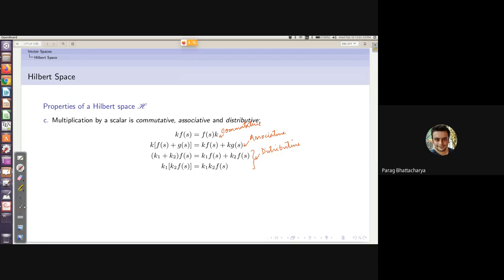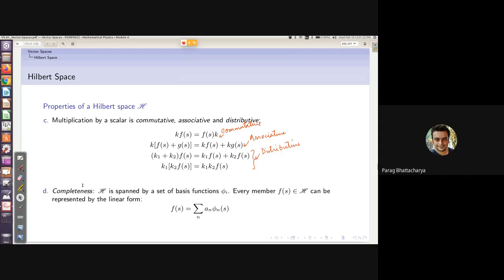These are the distributive properties. Next, we have completeness. Any Hilbert space is spanned by a set of basis functions. So given a Hilbert space, it will always have a set of basis functions. So that's the property of completeness.